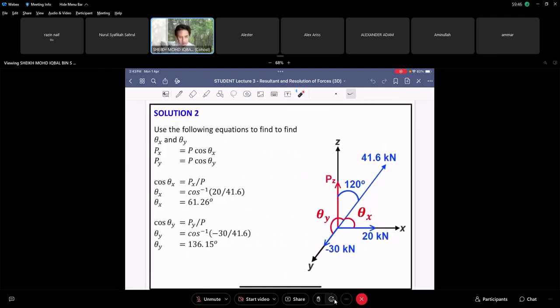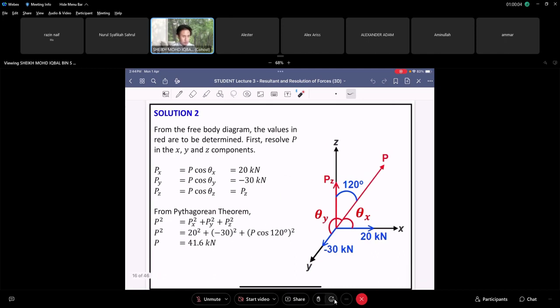So does anyone have any question for this exercise? Very straightforward. It's just resolving the forces in three axes, and then using whichever formula is suitable to eliminate one or two of the unknowns. Okay, just showing you the different formulas that we are using. Previously, we were using cos squared theta x plus cos squared theta y and so on equals 1. This is just showing you that we are using this formula to eliminate the unknowns, get P, and then put it back into this equation here.